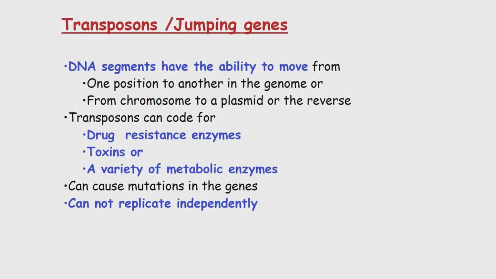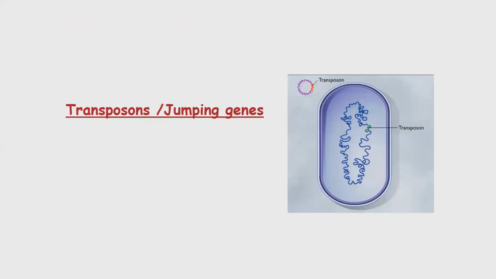So in case of transposon or jumping genes, I just want to show you the picture. The name says it all. The genes are able to jump from one position to another. So you can see in this picture that this is a plasmid, this is a nucleoid, and this is a part of a DNA. This is a DNA that is a part of the plasmid. This is a transposon, and this is a part of the DNA that is part of the nucleoid. This is also a transposon.